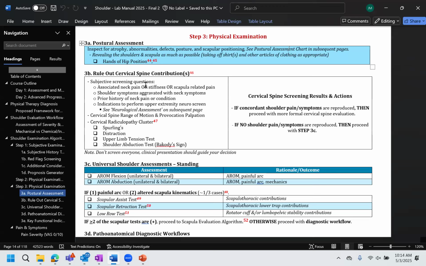For this one, what we're looking for is similar things, looking at the medial border, the inferior angle, like protruding. The lighting obviously matters, so look from the side too, where you can see a little bit of the inferior border winging, but I wouldn't call it winging, because of that term's association with long thoracic nerve injuries.